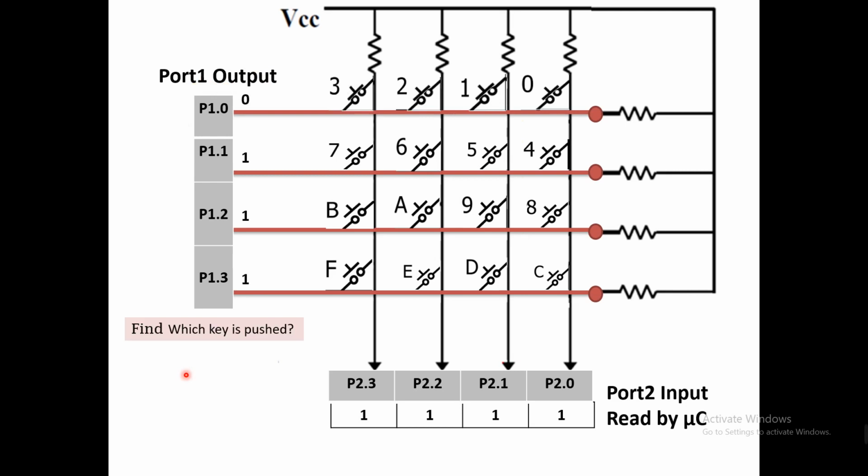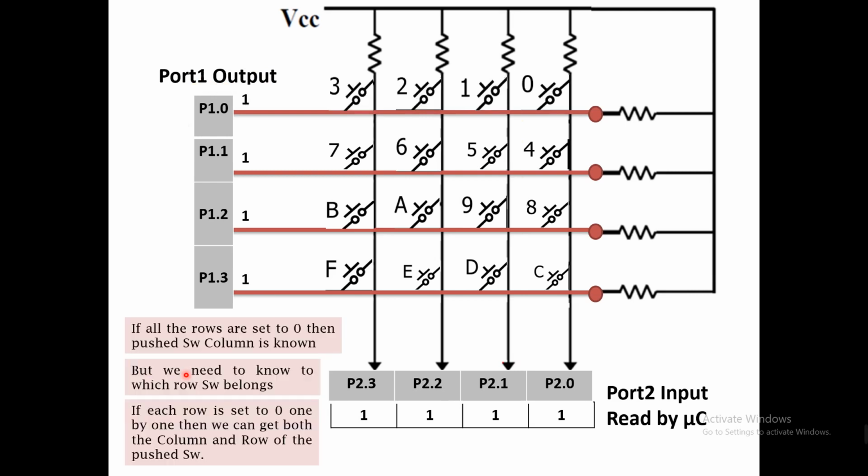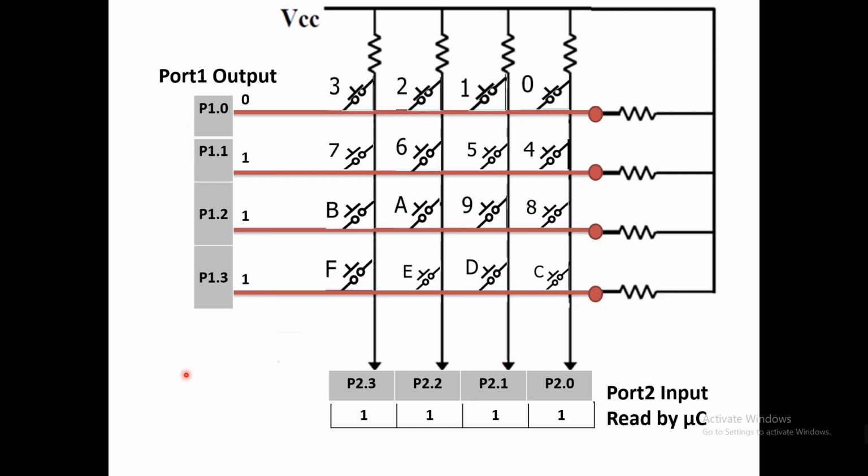Okay, now find which key is pushed. This is the next slide. Find which key is pushed if the rows are set to 0 1 1 1. Rows value is 0 1 1 1 and the column value is set to 1 1 0 1.